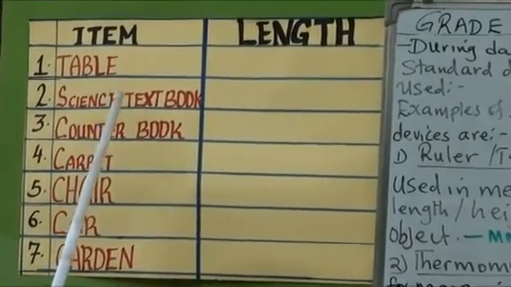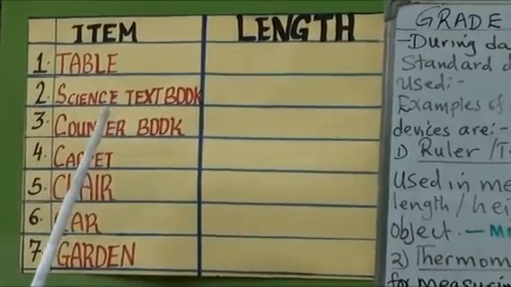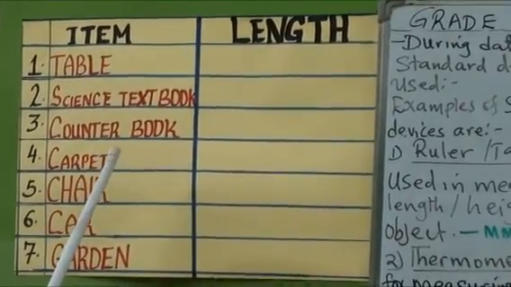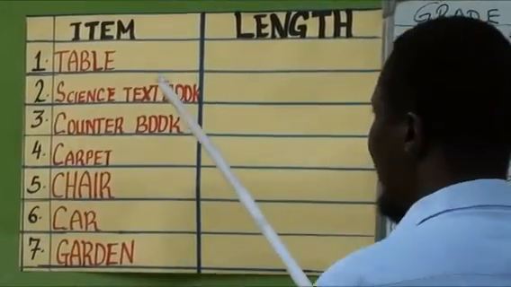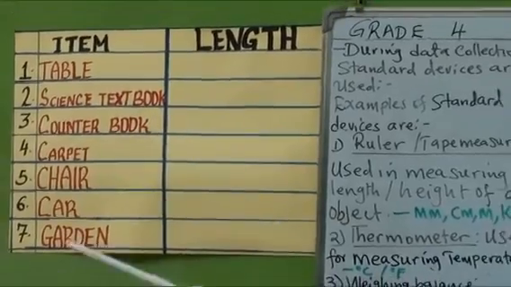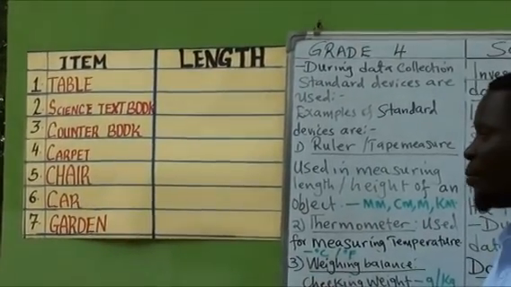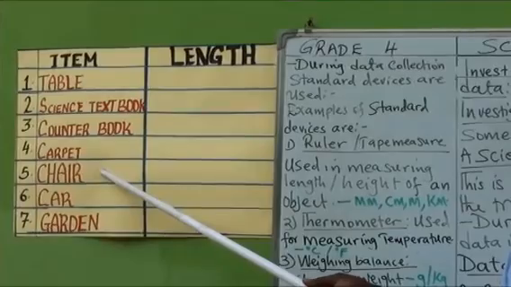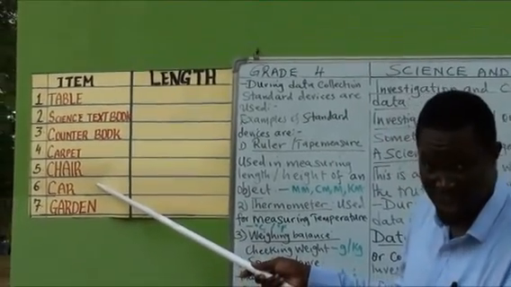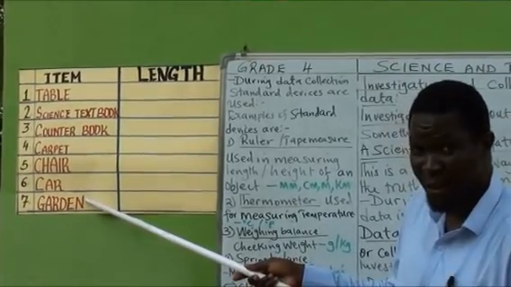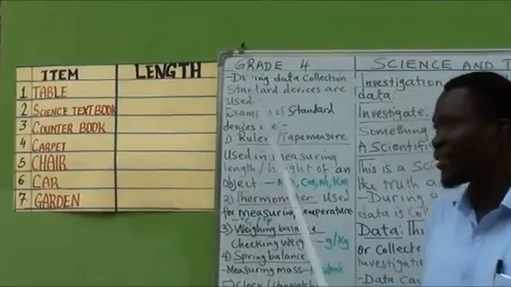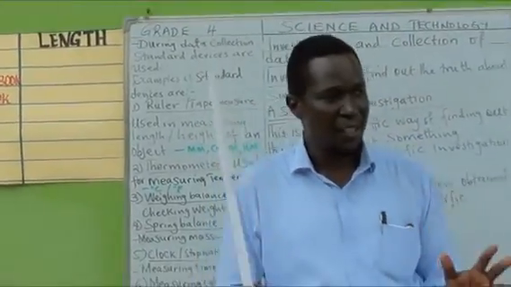Measure the length of your textbook, your counter book, and the carpet in your house. Measure the length of the chair. Measure the length of the car, your father's car, and the garden. If you have a garden in your home, measure its length and record all that here. This is part of doing scientific investigations.